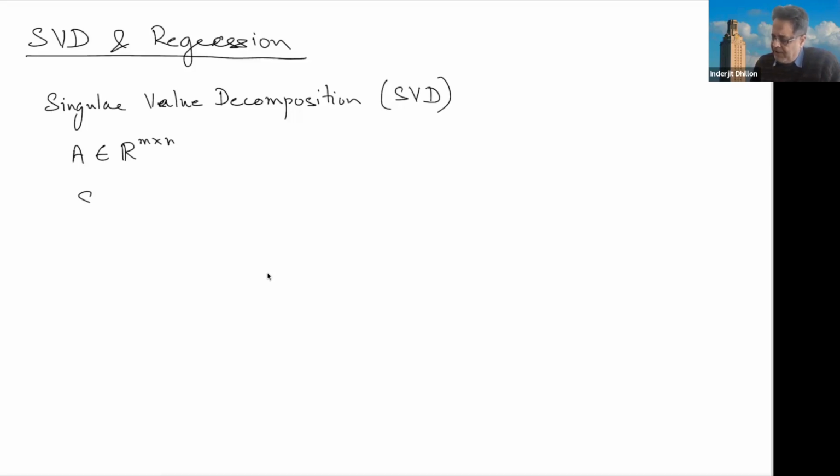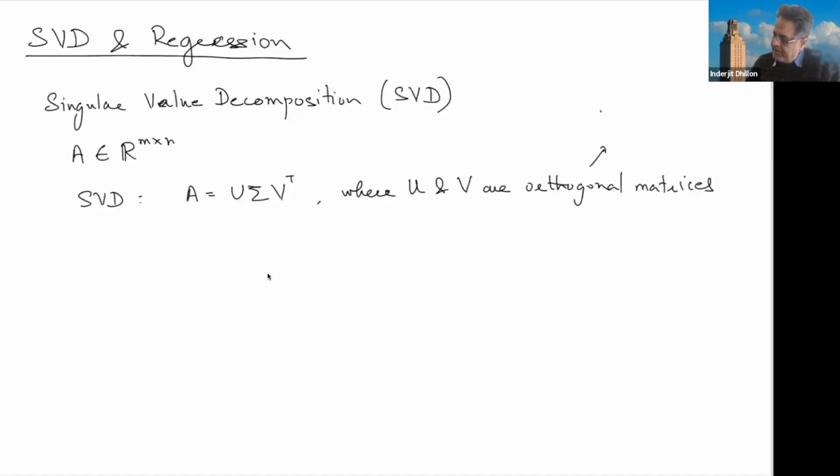So the SVD, as we discussed last time, is a decomposition where I can express A as equal to U sigma V transpose. And here, U and V are orthogonal matrices. What do I mean by orthogonal matrices? I mean that U transpose U is equal to I and V transpose V equals I.